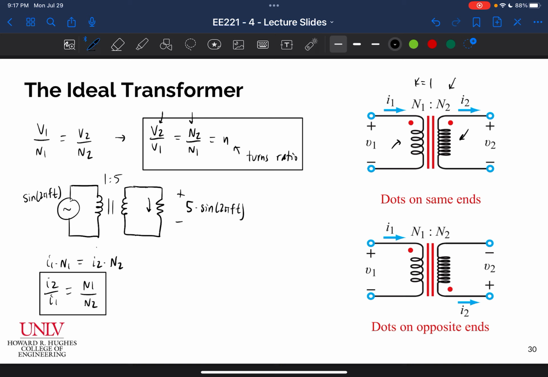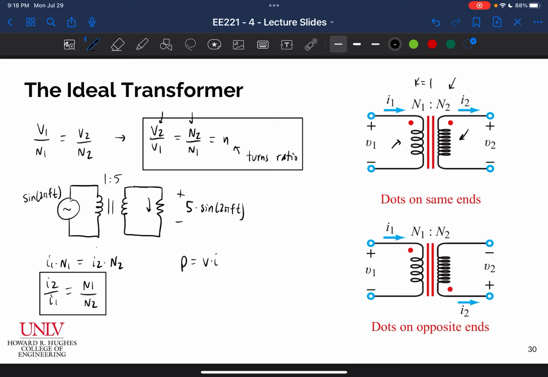It's because power is conserved from the primary to the secondary of the transformer. Okay, so if I step up the voltage, I can't also step up the current, because we know that power is the product of voltage and current, right? So if I have a voltage step up, I have to have a current step down. And so that's the conservation of power at work in the transformer.